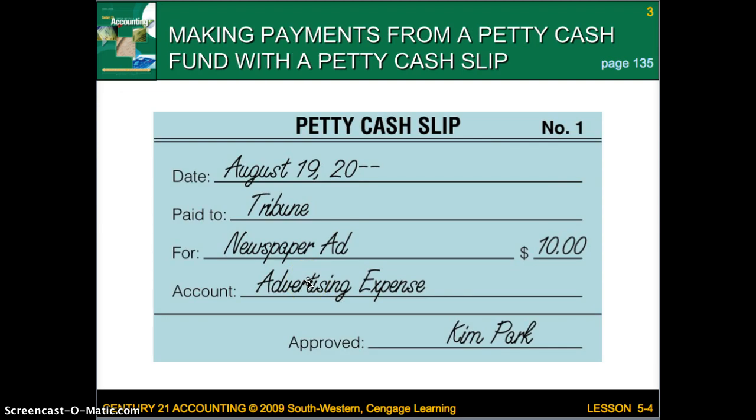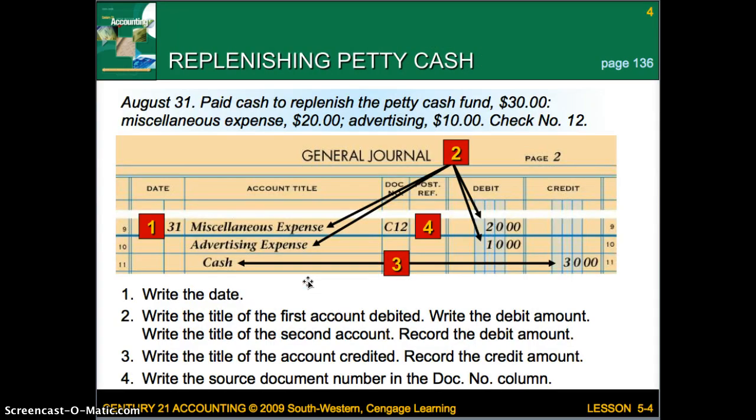Making payments from a petty cash fund with a petty cash slip. This is a petty cash slip. It's kind of like a memorandum, but it's just what the date is, who we paid the money to, what it was for, what account it should go in, and if it's approved or not. So your boss or the owner would need to approve that petty cash slip in order to use money from that fund.